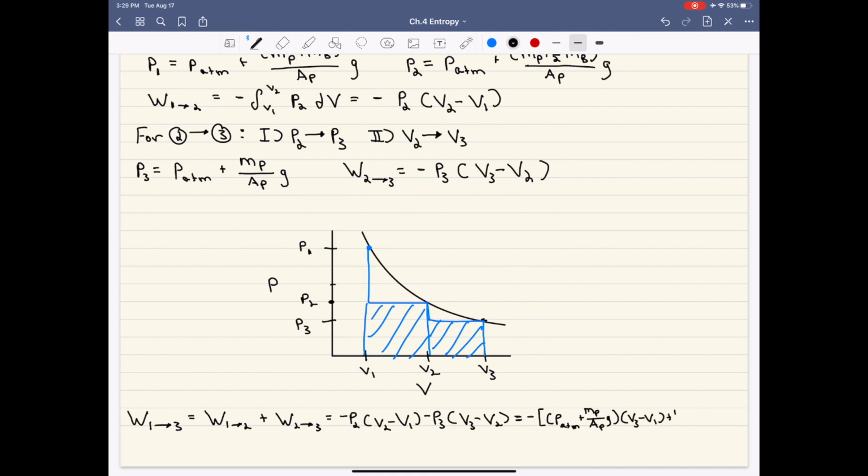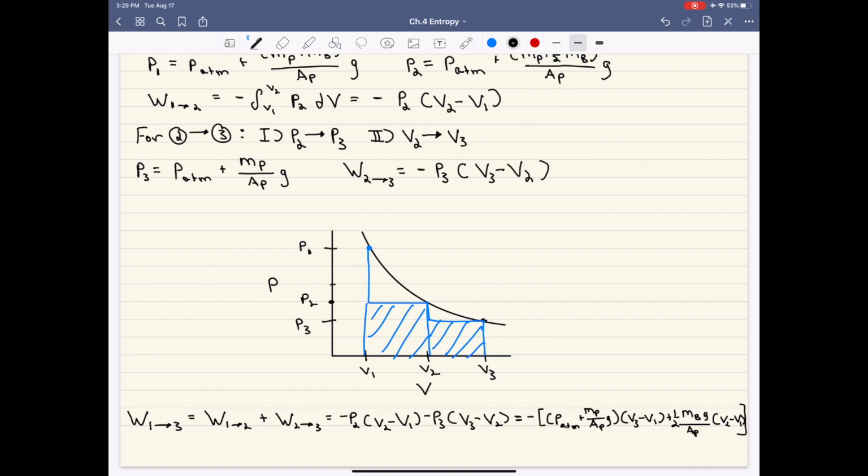Plus 1/2 M block G over AP times V2 minus V1. Okay? Alright, and so this is what the total work ends up being.